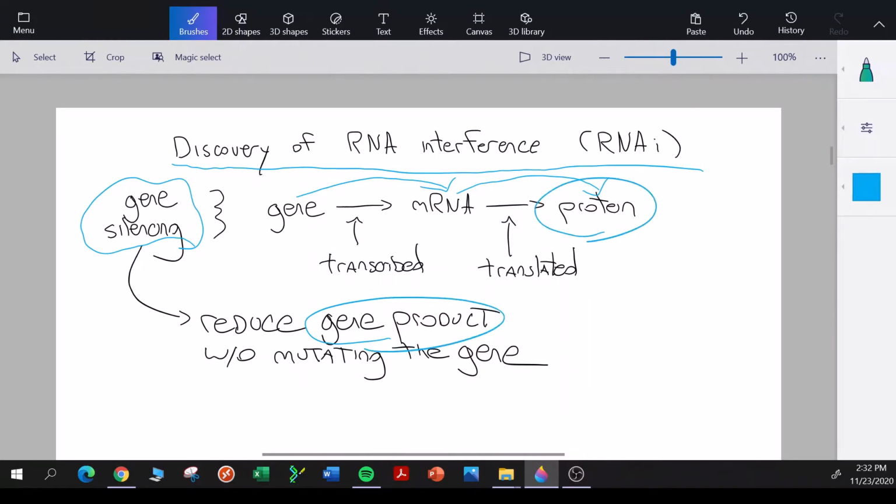So any technique we can use to reduce the gene product without mutating the gene. And we can reduce the levels of the product down to nothing, or we can just reduce them lower than the wild type, the normal levels, and that will count as gene silencing. Okay, so that's just a short definition or explanation of what gene silencing is. And RNA interference is often used to silence genes, so to decrease the amount of gene product without mutating the gene.